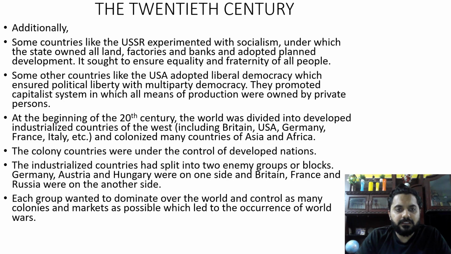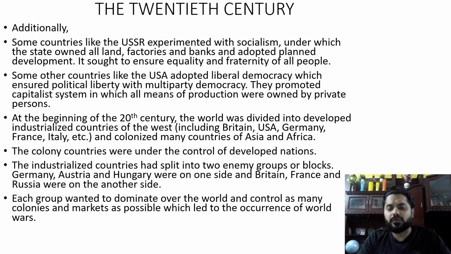Additionally, some countries like the USSR experimented with socialism, under which the state owned all land, factories, and banks and adopted planned development. It sought to ensure equality and fraternity of all people. Some other countries, like the USA, adopted liberal democracy, which ensured political liberty with multi party democracy. They promoted a capitalist system in which all means of production were owned by private persons. So let's understand some more reasons as to why the 20th century was called the age of extremes.